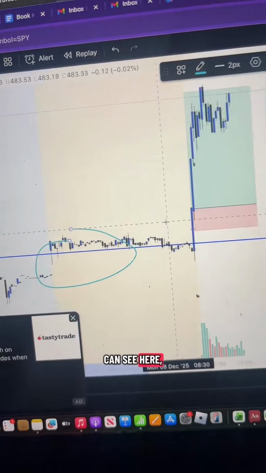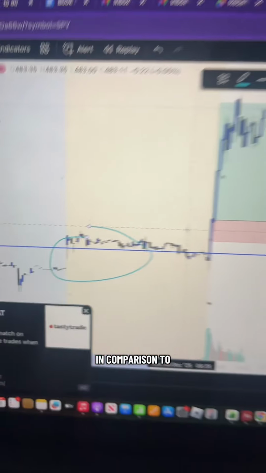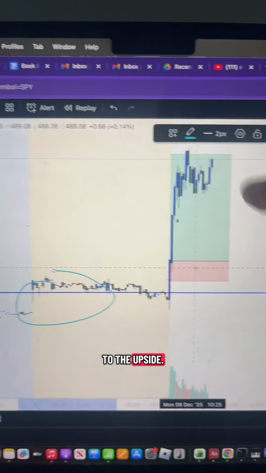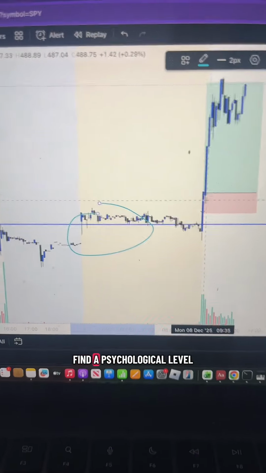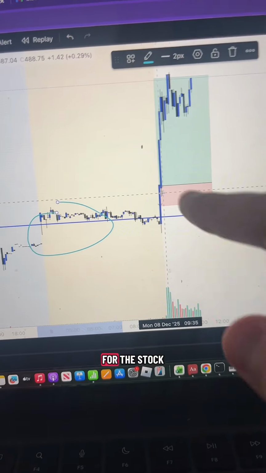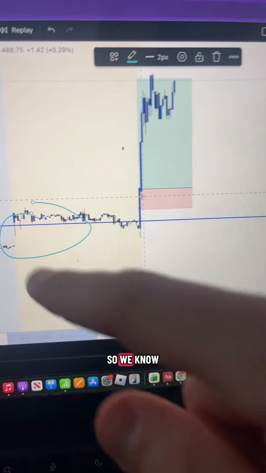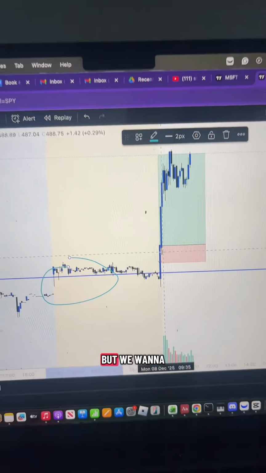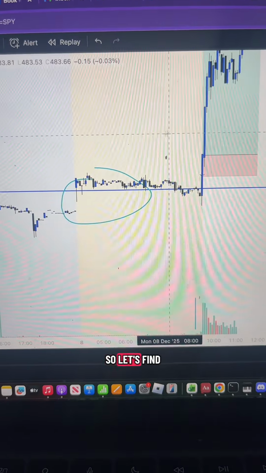As you guys can see here, when we have this bullish momentum in comparison to the S&P 500, we can see big momentum moves to the upside. But it's really simple that we find a psychological level that we're looking for the stock to break out of. So we know there's bullish momentum inside of pre-market, right? So we're most likely going to see an explosion, but we want to see a resistance level. So let's find this resistance level.